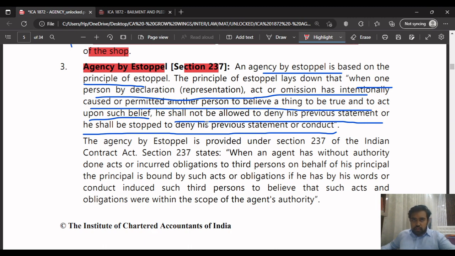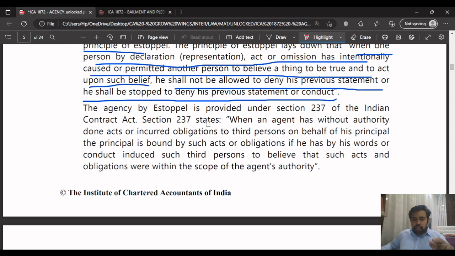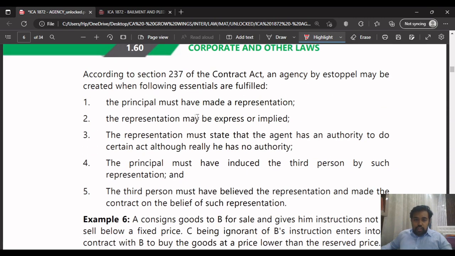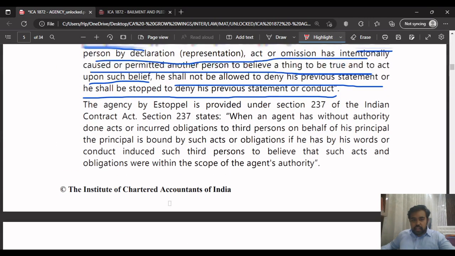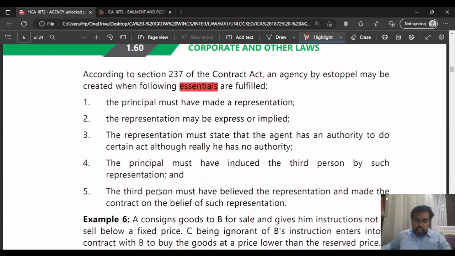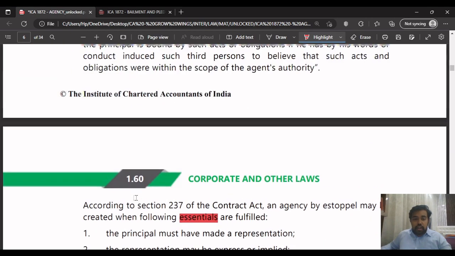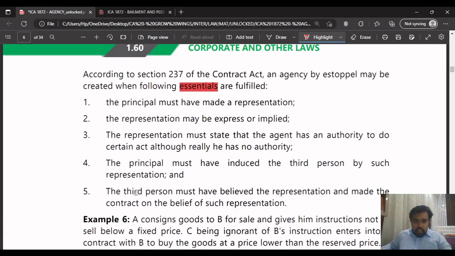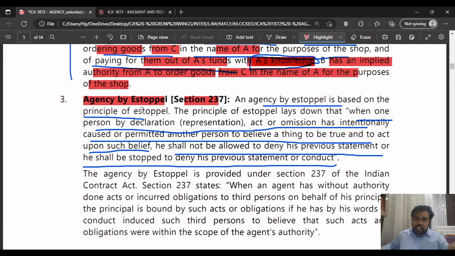This sentence which they have given here, the definition, you don't have to read the same definition. You just have to remember these essentials that they've given here. You can form that same sentence by using these essentials, because these essentials are very important from the exam point of view. They can form a case study and ask about an example. So if you remember these essentials, you can write what is agency by estoppel on your own. But it is very important to write what is agency by estoppel when the case study comes. So please don't forget to read this.